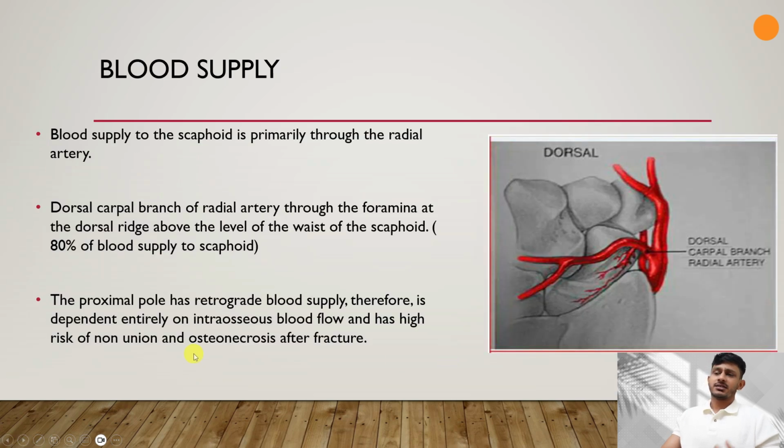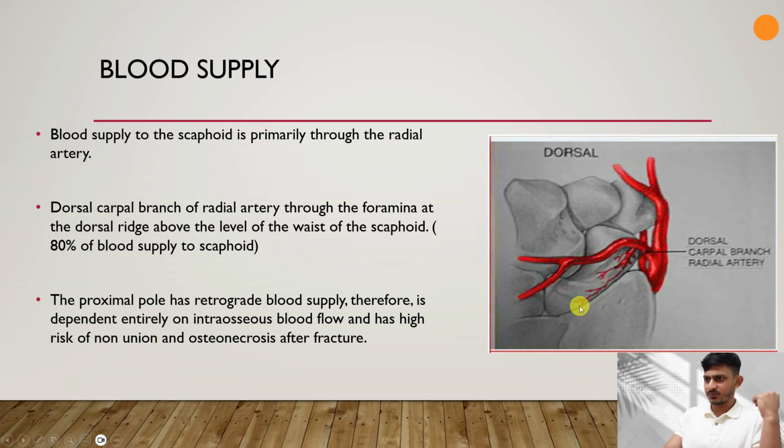So the blood supply of the scaphoid: the entire blood supply is through the radial artery and its branches. The dorsal carpal branch of the radial artery enters through foramina at the dorsal ridge. So it enters from the lateral side of the scaphoid, at the level of the dorsal ridge, at about the 1/4 3/4 junction. So 1/4 being the distal bit, and 3/4 being the proximal bit. So the 3/4 proximal and 1/4 distal junction is where the blood vessel enters, and everything from this line which I am drawing with the mouse below is supplied by the dorsal carpal branch of the radial artery.